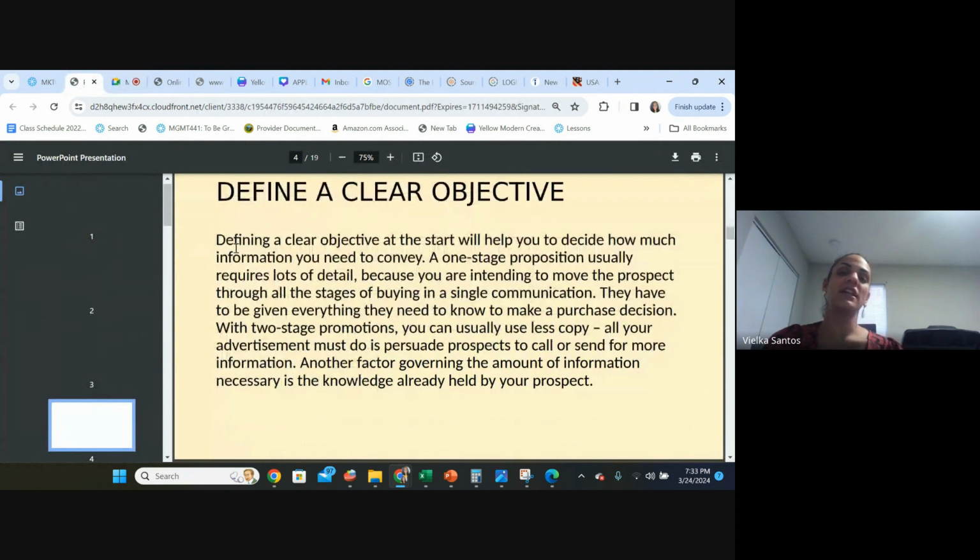Defining a clear objective at the start will help you to decide how much information you need to convey. A one-stage proposition usually requires lots of detail because you are intending to move the prospect through all the stages of buying in a single communication. They have to be given everything they need to know to make a purchase decision. With two-stage promotions, you can usually use less copy. All your advertisement must do is persuade prospects to call or send for more information.